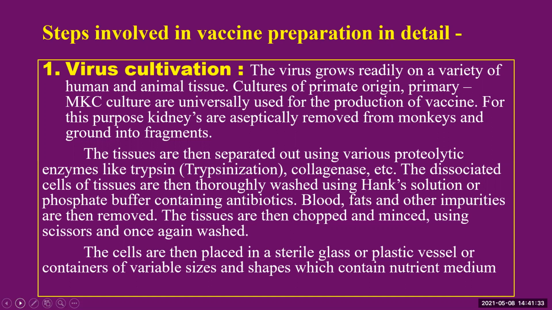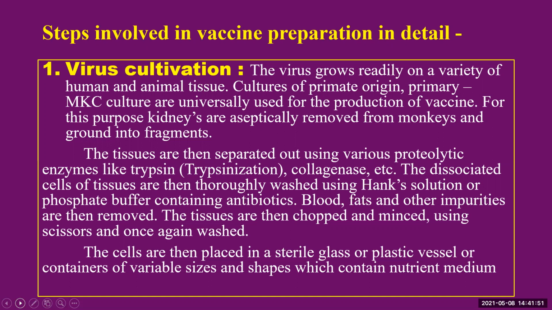The dissociated cells of tissues are then thoroughly washed with Hank's solution of phosphate buffer, which contains antibiotics. Blood, fat, and other impurities are removed. The tissues are then chopped, minced using scissors, and once again washed.